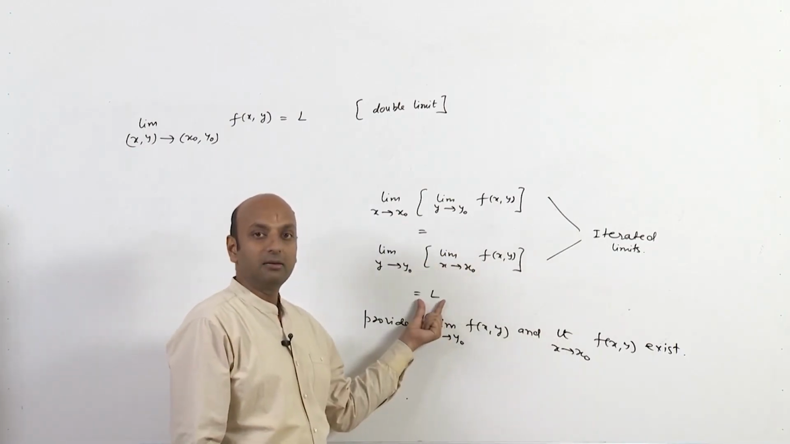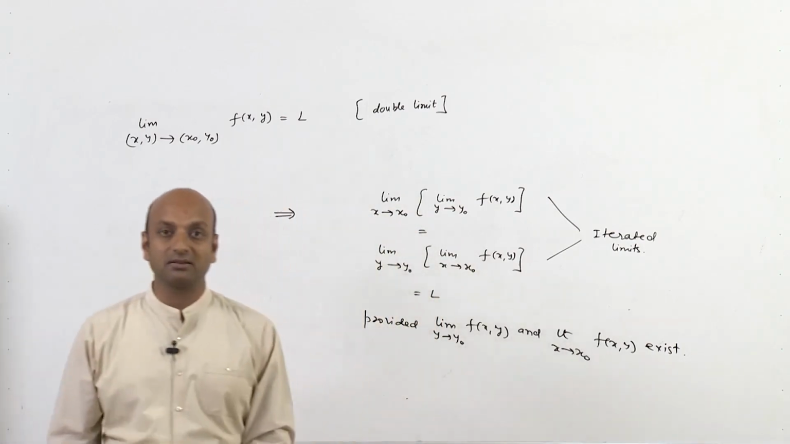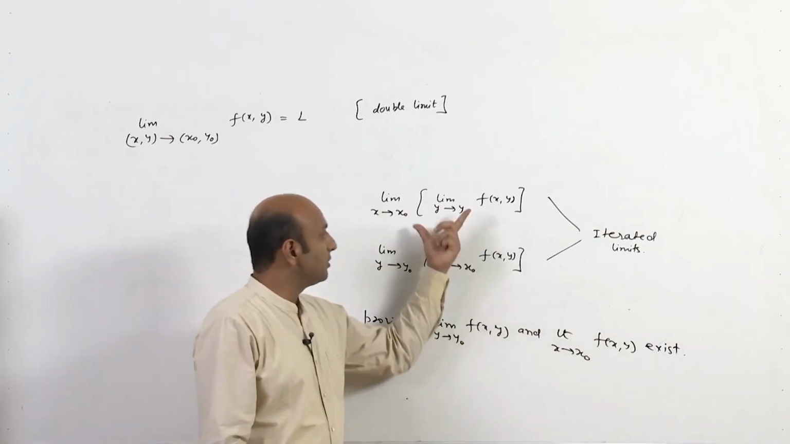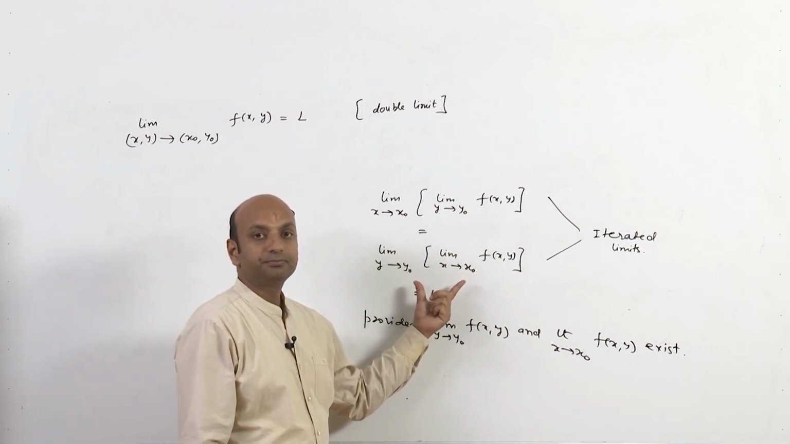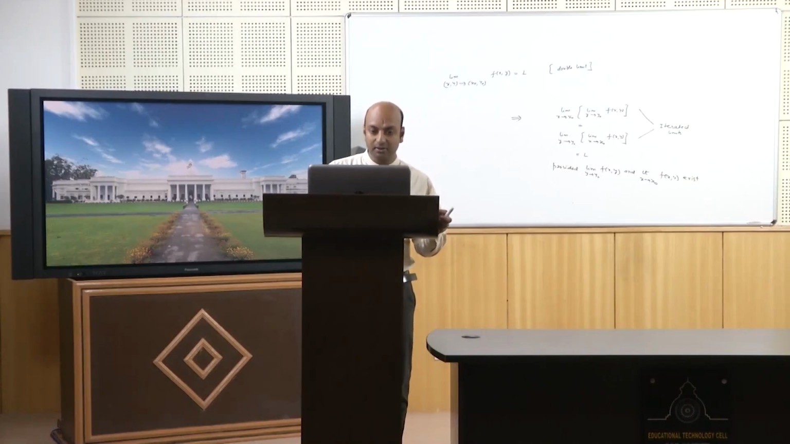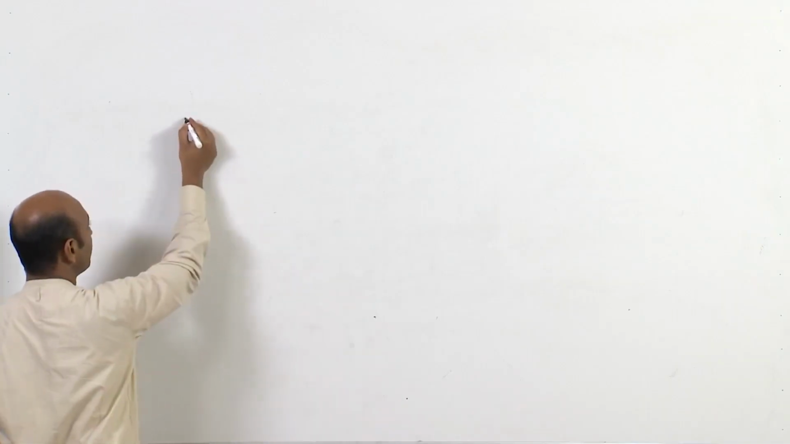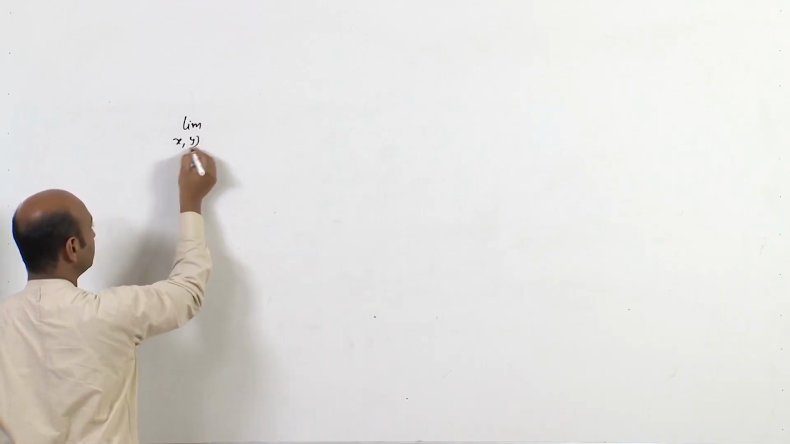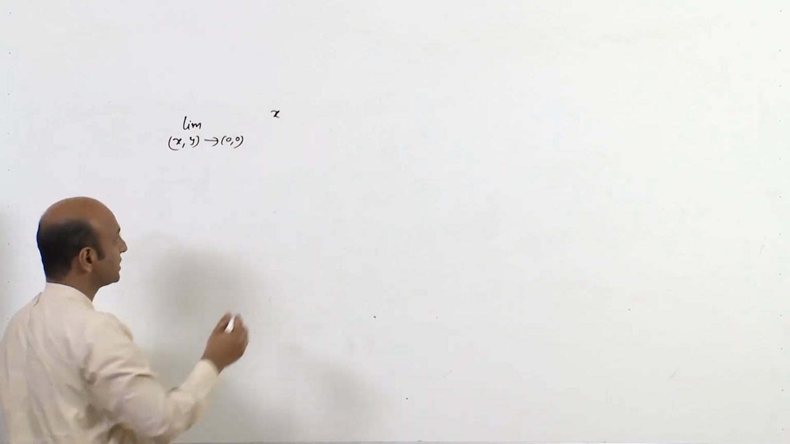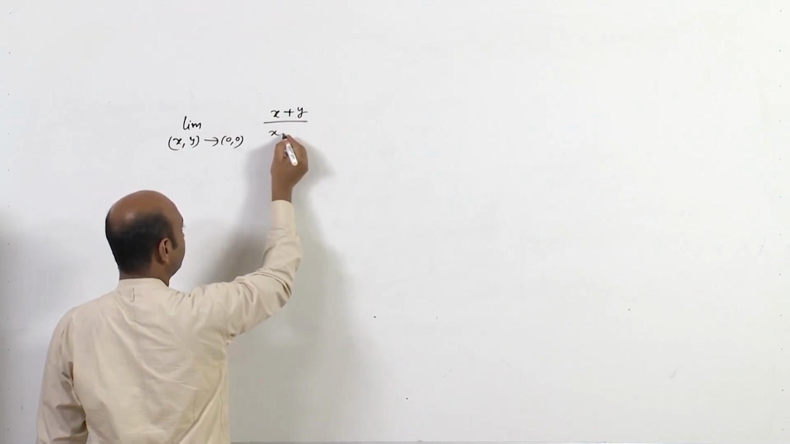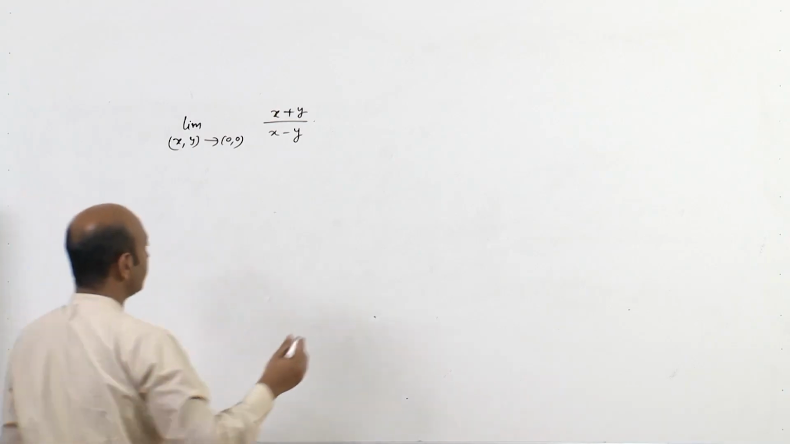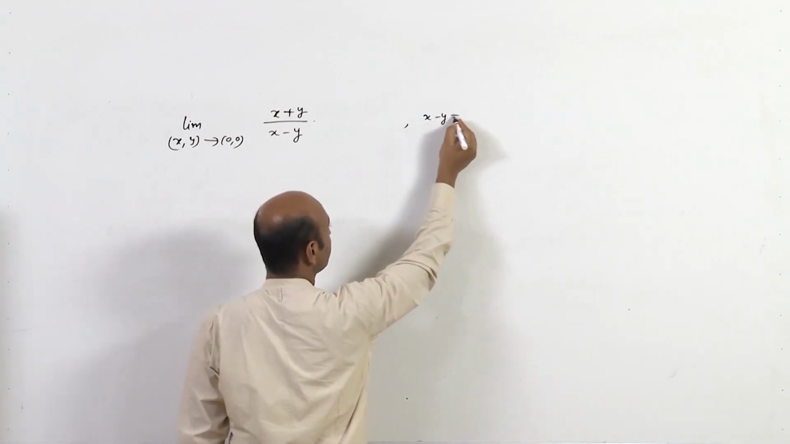If this and this limit exist, then these are only two paths, and from these two paths if the limit comes out to be L, then this double limit may or may not exist, because these iterated limits, if they exist, are only two paths. So, let us understand this by giving some examples. Suppose you take x plus y upon x minus y, and you want to compute this limit, where x minus y should not equal 0.